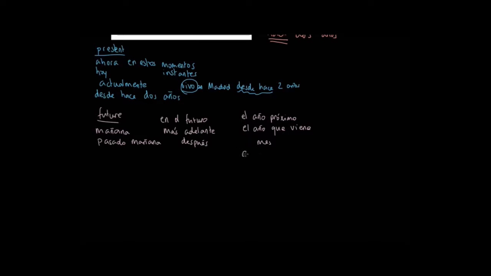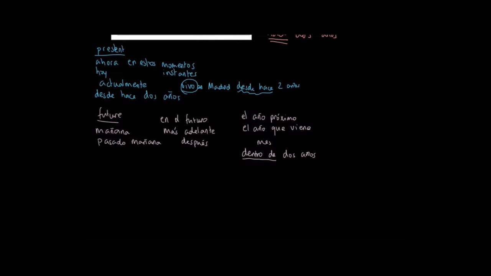And then we've also got the expression dentro de. So for example, let's follow with the 2 años. Dentro de 2 años, okay? If I read dentro de 2 años, this means in 2 years' time, okay? So these are all expressions that would point us to whether something is happening now, will happen in the future, or happened in the past.